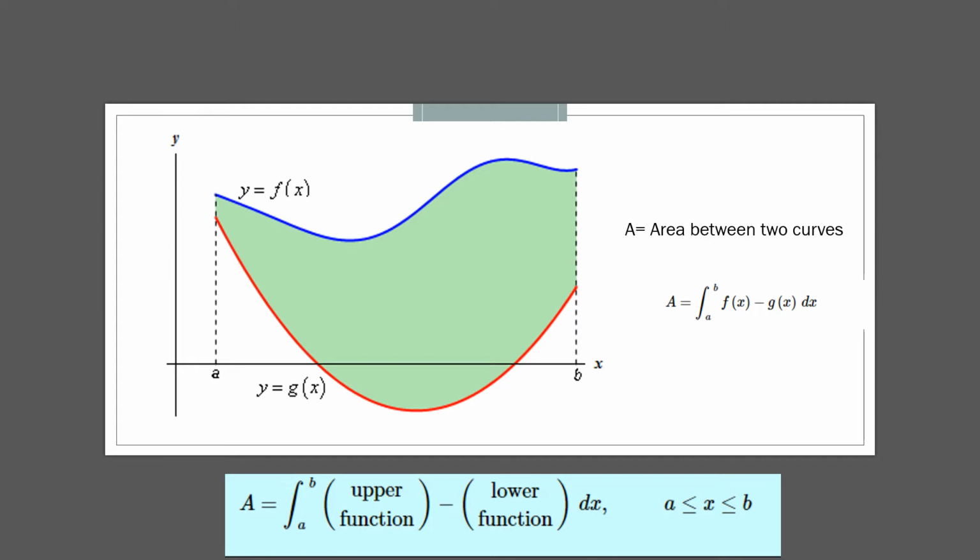And the formula to calculate the area is the integral from a through b of f of x minus g of x dx. That is, the integral from a through b of the curve on top minus the curve which is down below. Upper function minus lower function dx. Here x ranges from this point a to b. As we move the slide, this line varies from a through b. If we want to cover this whole region, x varies from a through b.